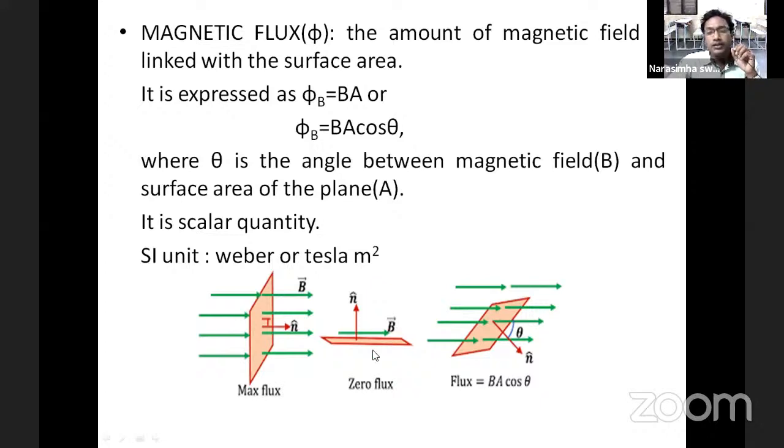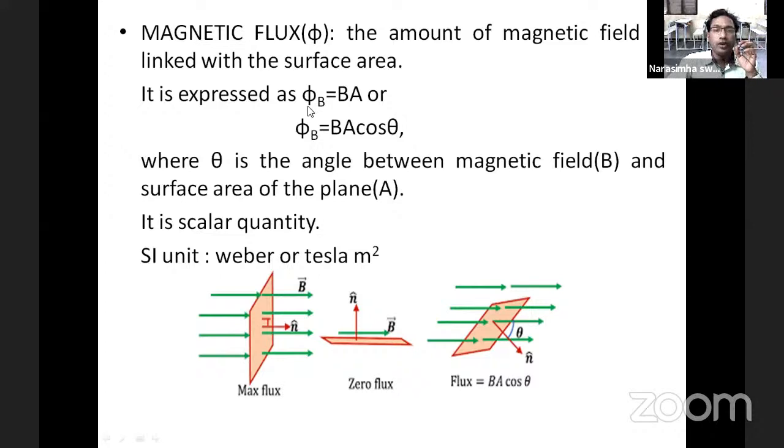And look at this. Now the plane is tilted with a certain angle theta. Then our equation for magnetic flux becomes BA cos theta. So this plane is making some angle, and N is the surface direction. So this is about magnetic flux.